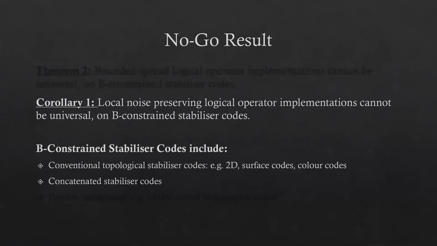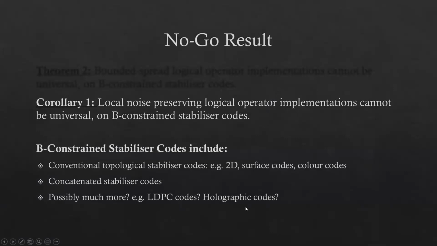We also show that concatenated stabilizer codes are another example of B-constrained stabilizer codes. It's quite plausible that much larger classes of stabilizer codes are also B-constrained. For example, it could be the case that larger classes of LDPC codes or tensor network codes such as holographic codes are also B-constrained. We note that whether this is the case constitutes interesting open questions. On the one hand, if these codes are B-constrained, it would greatly extend the scope of our no-go results. Conversely, if either of these examples is not B-constrained, it may be possible to circumvent our no-go results, and indeed many of the famous no-go results for fault-tolerant quantum computing, by different means. For example, there may exist a universal set of bounded spread gates for such codes. We leave this as an open question, but encourage further study.